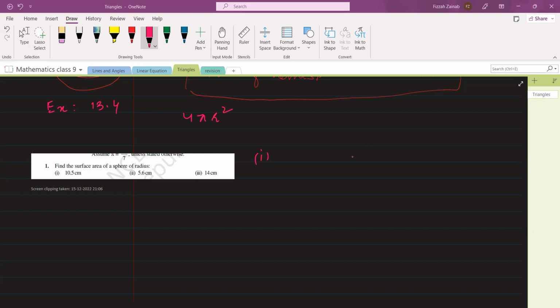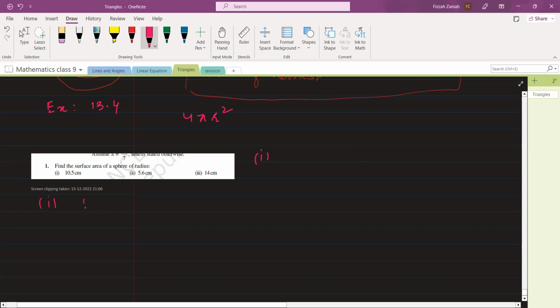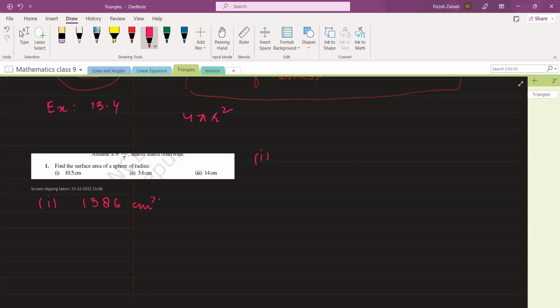Okay, you are getting 1386 centimeter square. Okay, that's right. But where is the picture, Jaslyn? Okay, now complete part second and part third also and tell me the answer.